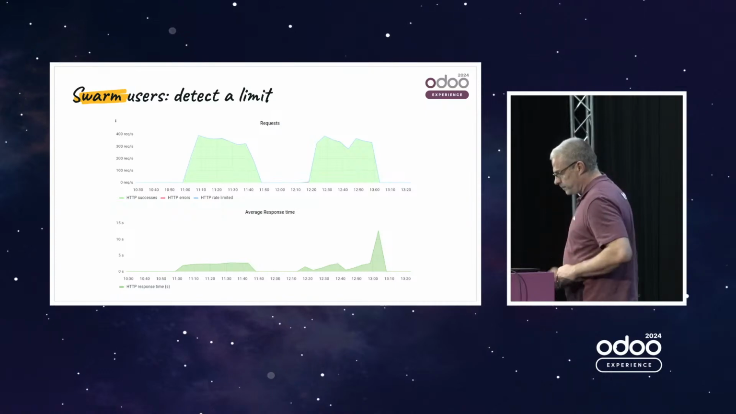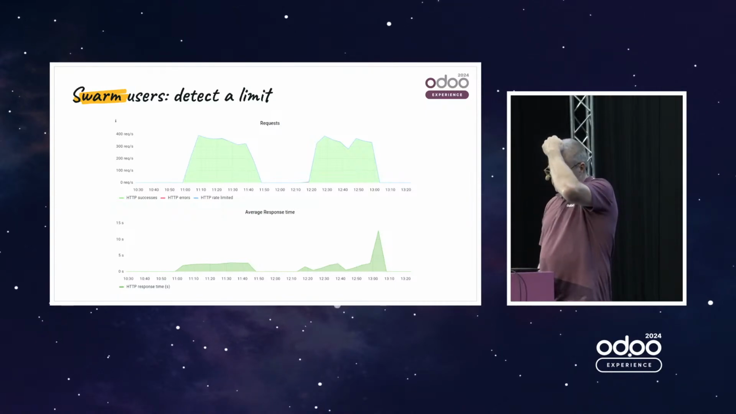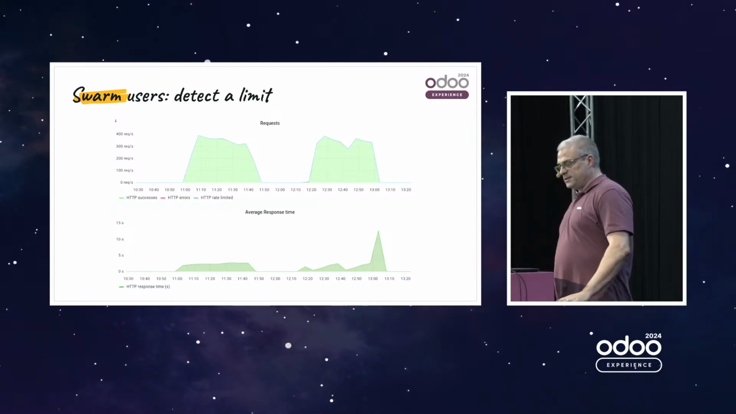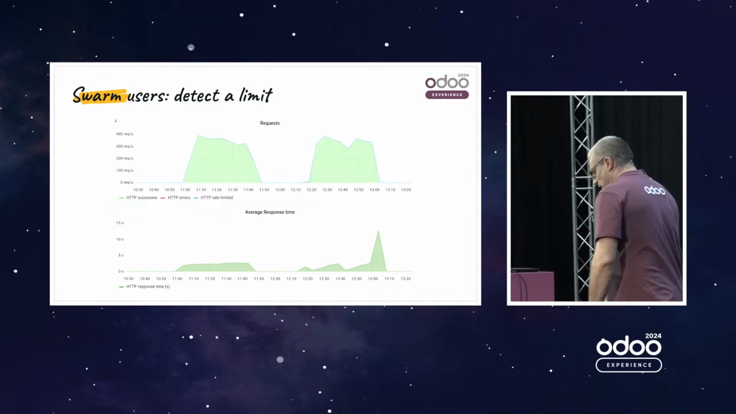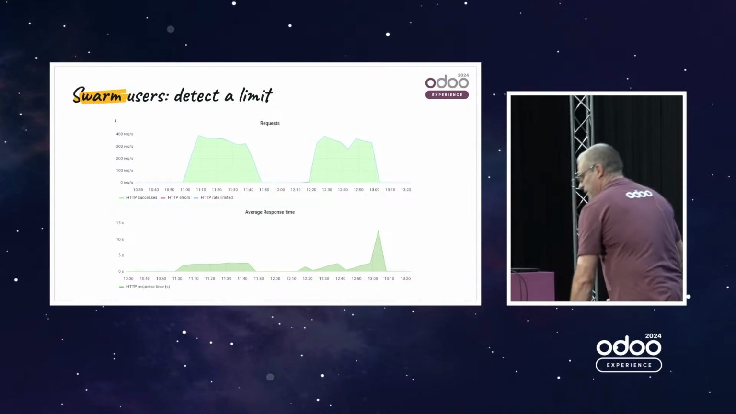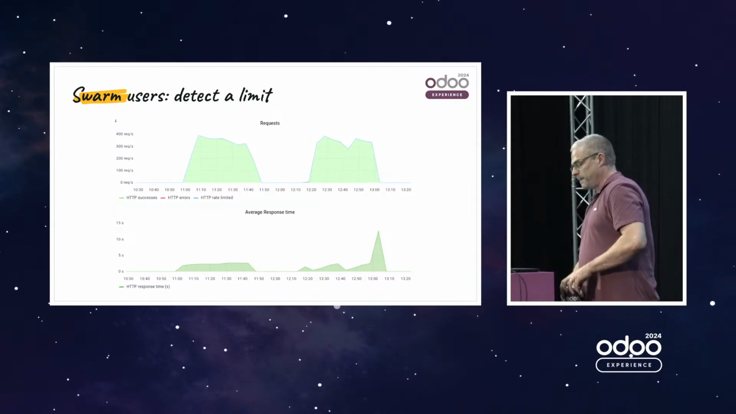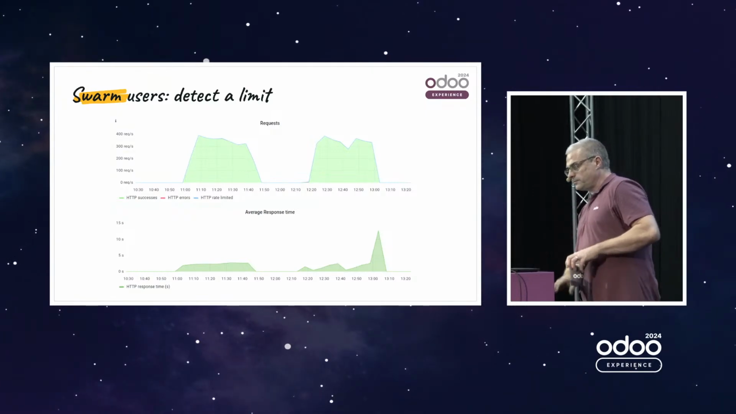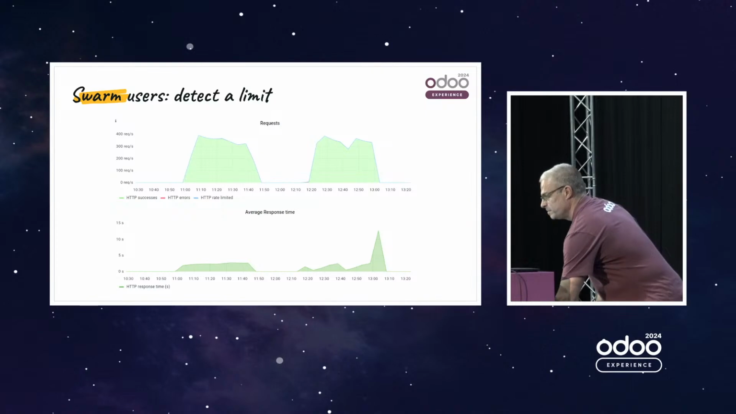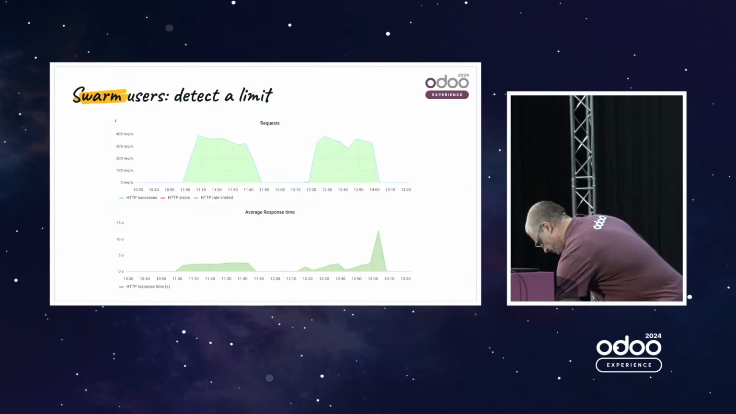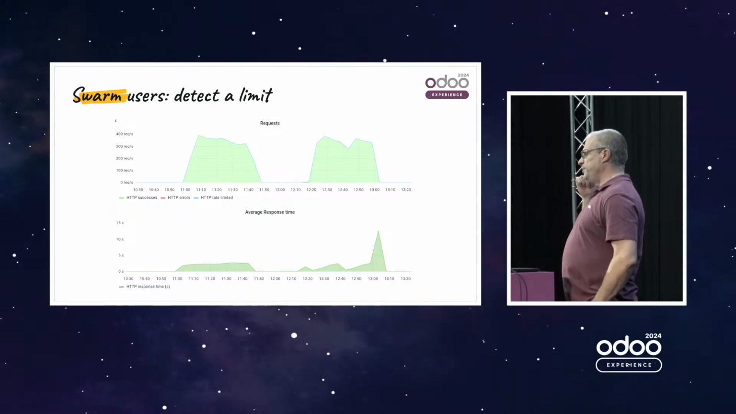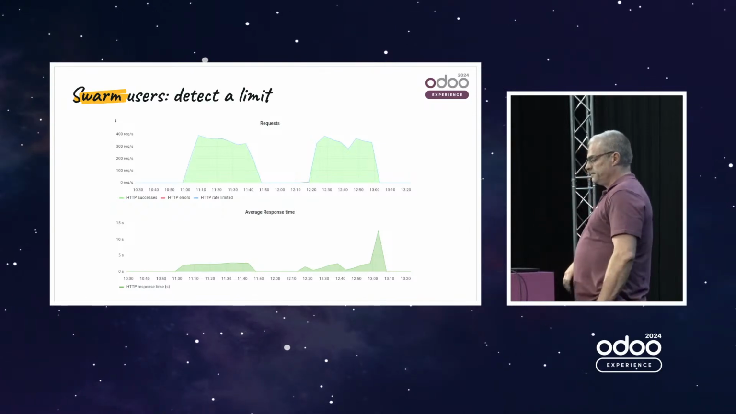Okay, let's do a test. Here I have two graphs. The first one is the number of requests. The second one is the average response time of the system during the test. The only difference between the two is the number of users.